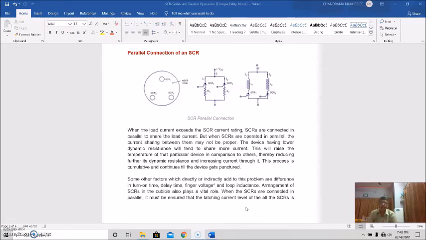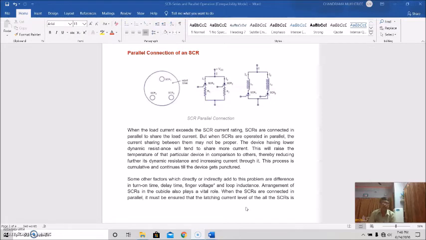Some other factors which directly or indirectly add to this problem are differences in turn on time, delay time, finger voltage, and loop inductance. So basically these are also very important factors to be considered during parallel connections of SCRs. The arrangement of SCRs in the cubicle also plays a vital role.